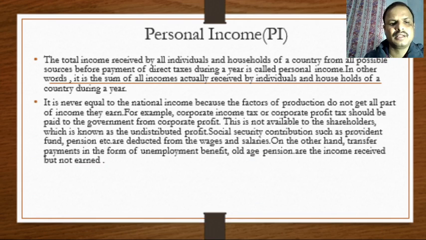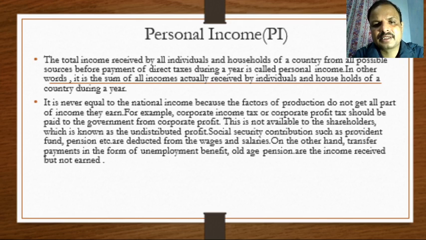Here it is never equal to the national income, because the factors of production do not get all parts of the income they earn. So it is not equal to the national income. For example, corporate income tax or corporate profit tax will be paid to the government from the corporate profit. So we have to pay the tax. That is, if we have the income, we need to pay the tax to the government. So in personal income, not all income goes to the individuals. This is not available to the shareholders, which is known as undistributed profit.